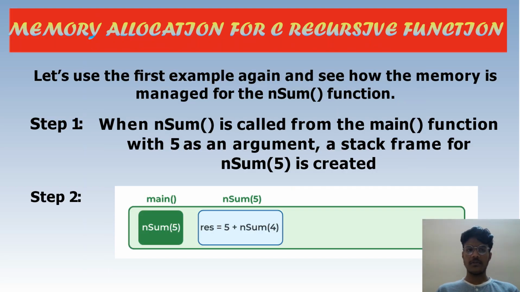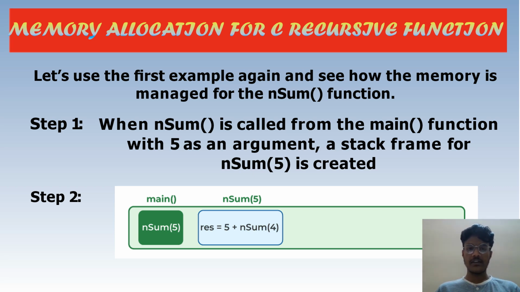Now we are coming to the main topic of this class, that is memory allocation for C recursion function. Let's use the first example again and see how the memory is managed for the nsum function. In this example, I am going to take nine steps. It depends on the argument. In this example it is 5, in some other cases it is 9, 10 like that.